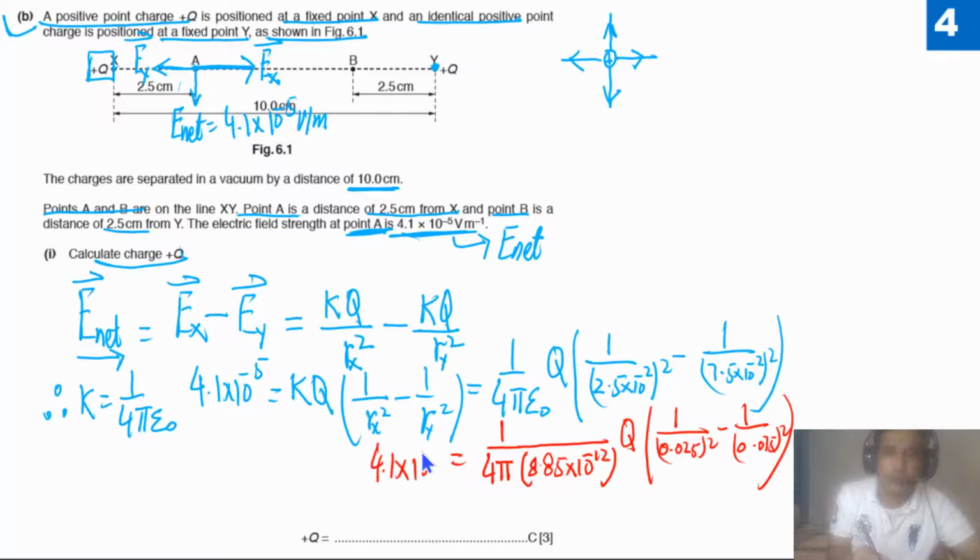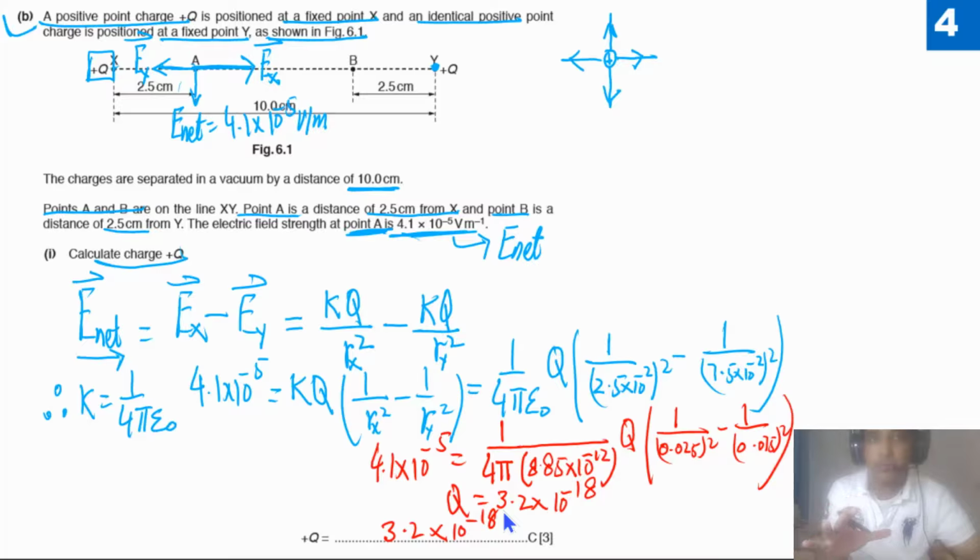So this is 4.1 times 10 to the minus 5. If you solve this for Q, you will get the value of Q equal to 3.2 times 10 to the minus 18 coulombs. So this is the charge on a single positive point charge. This is how you need to answer this problem. Your concept has to be clear. You need to look at the electric field at this point, so the given electric field is the net electric field at that point.